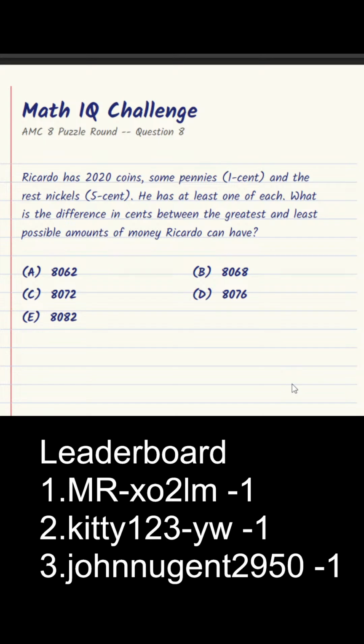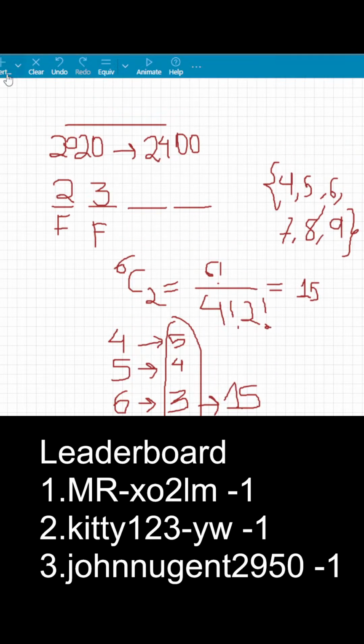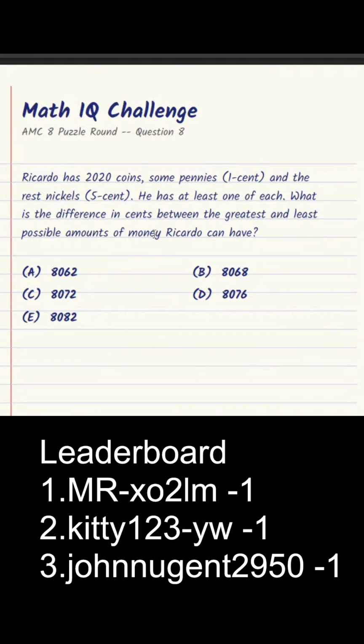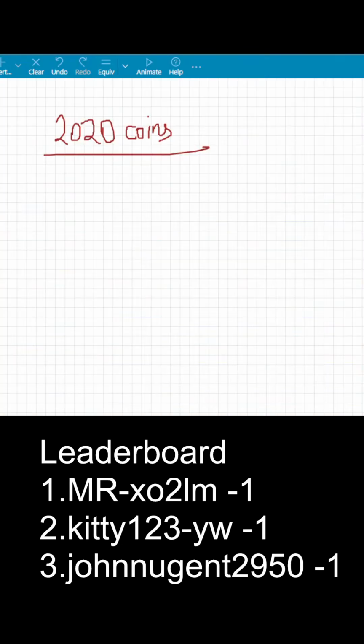Okay, so now let us solve this question. We are given that Ricardo has 2020 coins in total. Now some of them are 1 cent, some of them are 5 cent, that is pennies and nickels. Now how do we find the maximum amount he can have and the minimum amount he can have, and then find the difference?